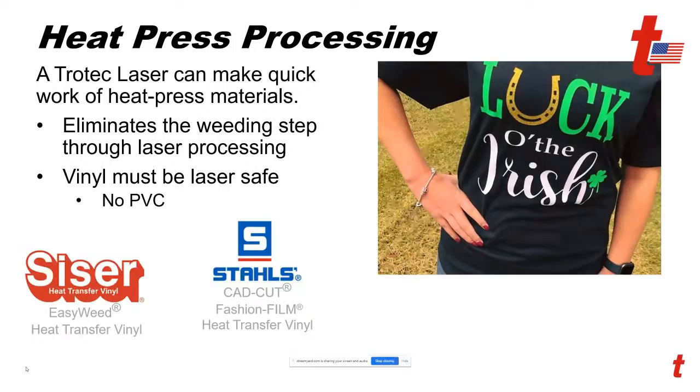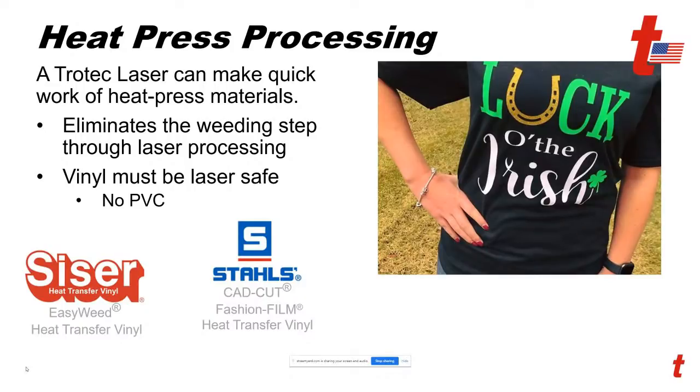But you want to make sure of them using companies like Stahls and Caesar, because they produce this material that is not made of PVC. So vinyl must be laser safe. This is a great material because it can be both laser engraved and laser cut. When you process this material, you can cut it against a thin film, and it can be weeded up, or the laser can etch it away from that film to produce the contrast, and then it can be heat transferred onto apparel.